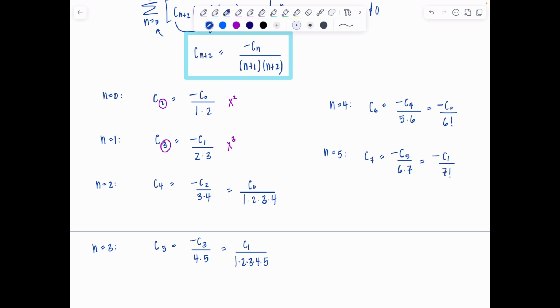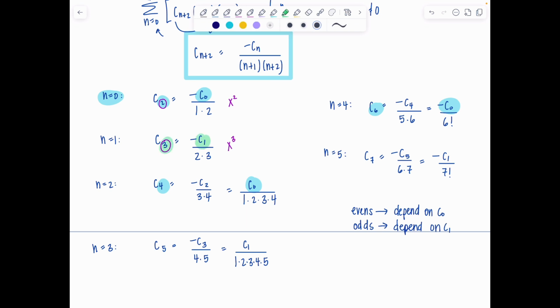So here's the big takeaway. All of the even coefficients, they are dependent on C0, right? Can you see? C2, C4, C6, yes? And then the odds depend on C1. So we have here C1 for C3, C1 for C5, C1 for C7. Let's see if we can write out a rule in just a minute. And then also let's remind ourselves, this is the coefficient on x to the 4th, x to the 5th, x to the 6th, x to the 7th.